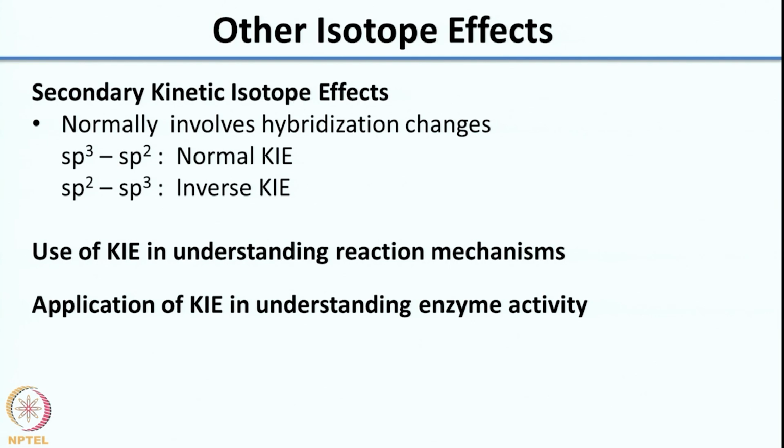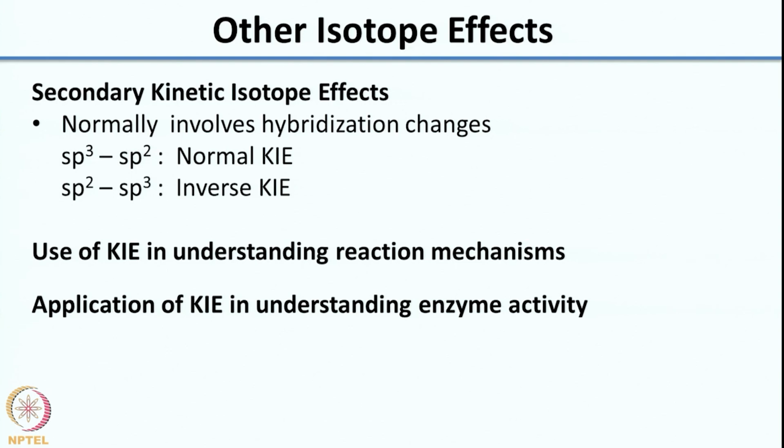These are usually seen when you have hybridization changes, and here I told you that it is mainly because the CH bond length is greater than the CD bond length, which is shorter. And here you see the changes mainly due to the bending vibrations and not the stretching vibrations like the primary kinetic isotope effect. So, when you have a reaction where you have sp3 converting to sp2 hybridization in going from the reactant to the product or the intermediate, you see a normal kinetic isotope effect. But if you have sp2 going to sp3, you see a reverse, which is an inverse kinetic isotope effect.